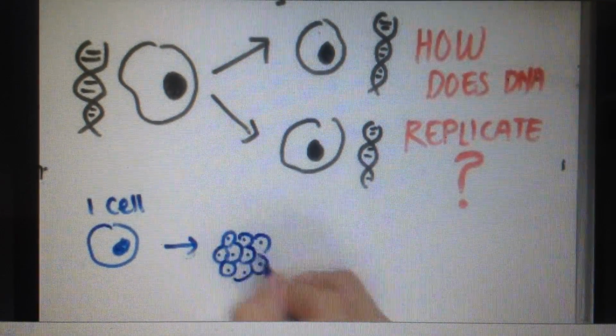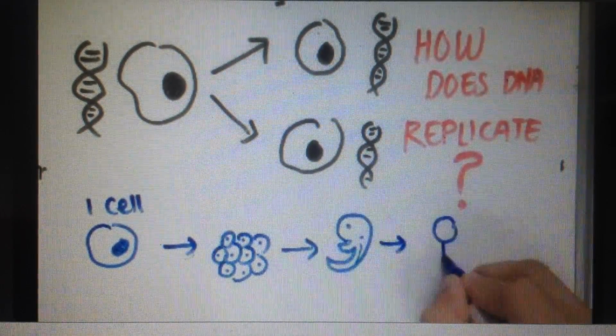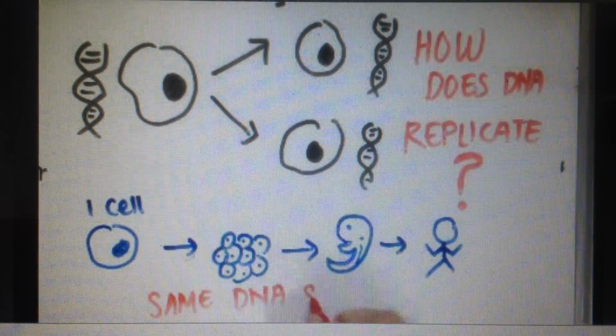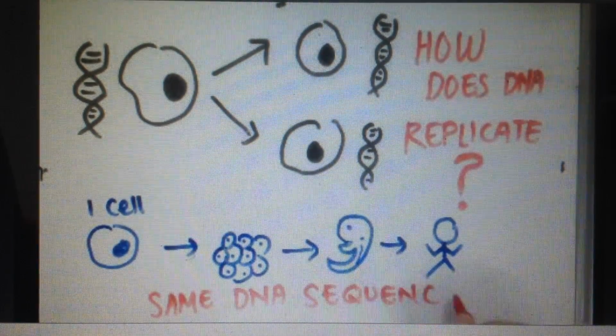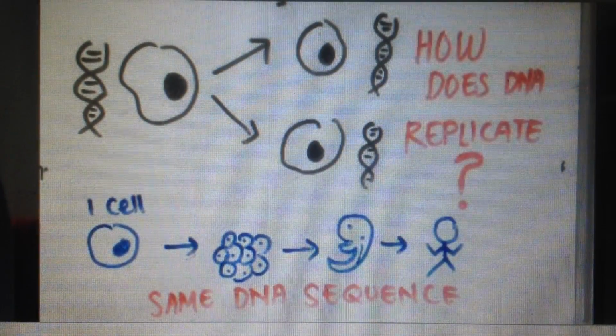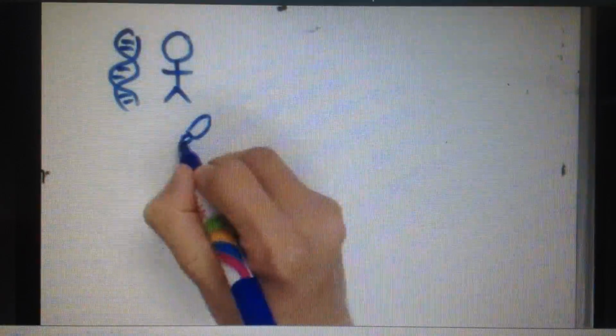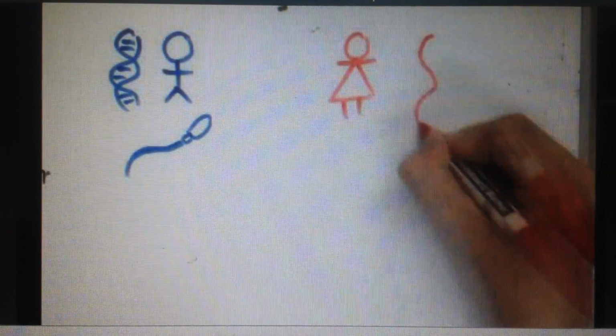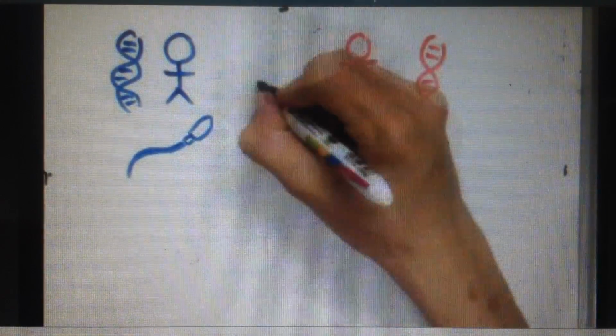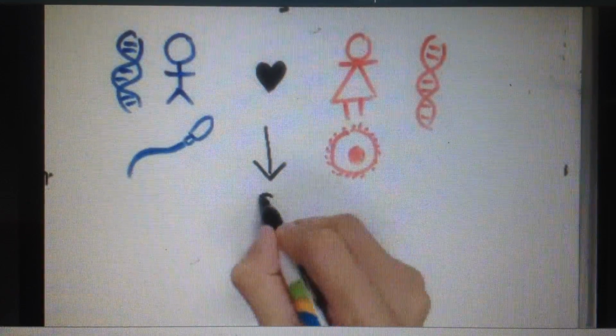As you know, we all come from a single cell with the same DNA sequence as an entire organism. And we are able to have children that share our DNA sequence because our eggs and sperm carry our DNA code.